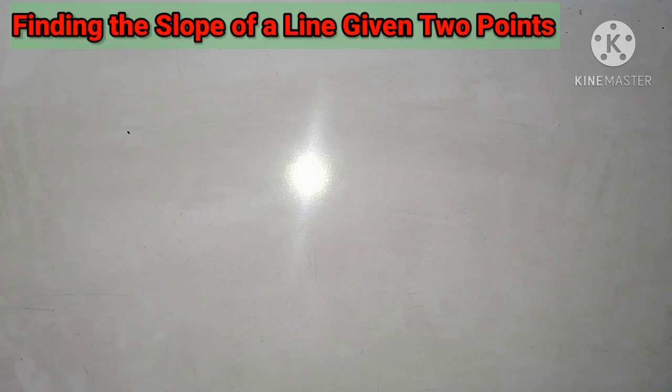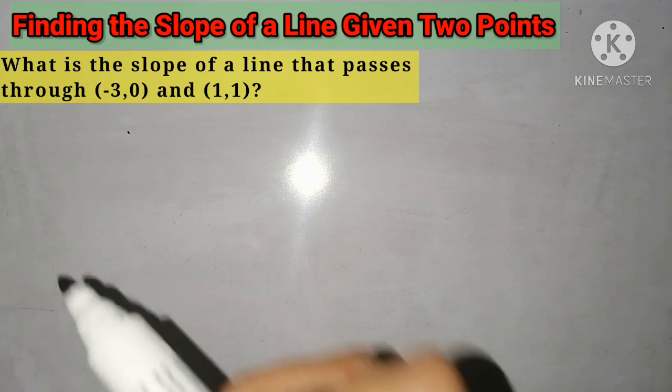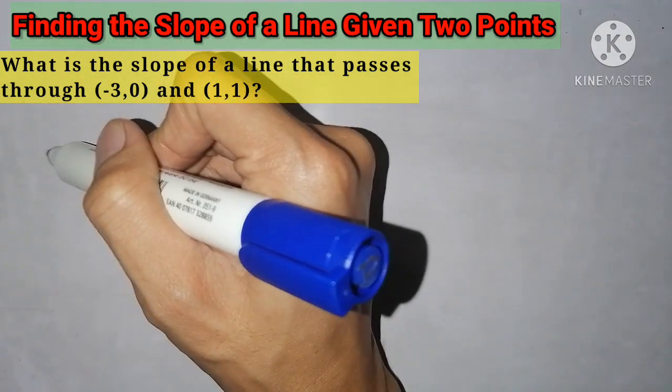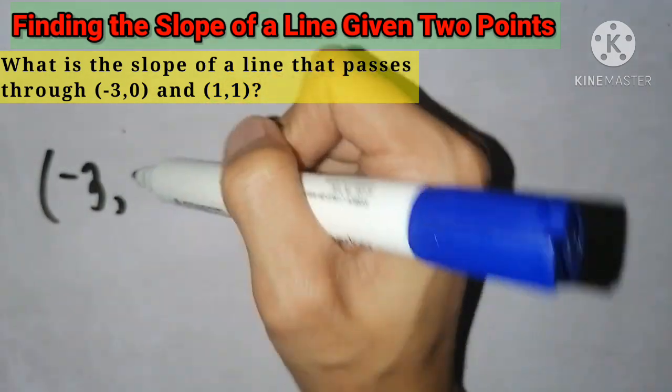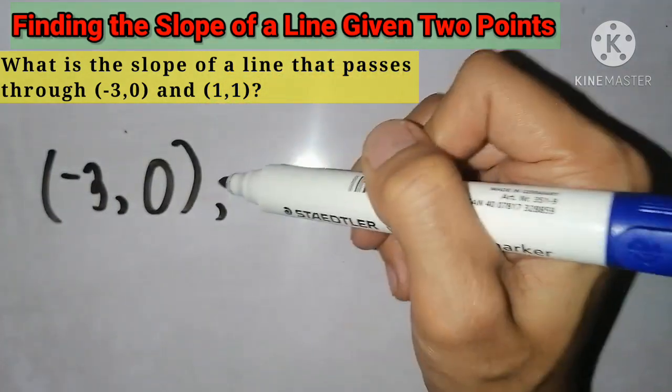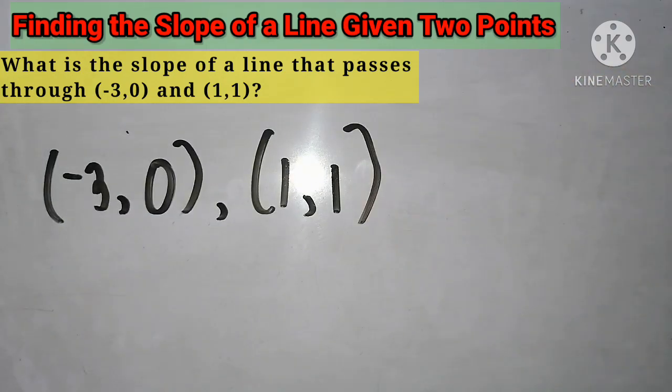Let's proceed to example number 2. What is the slope of a line that passes through (-3, 0) and (1, 1)? So to solve for the slope of a line, we have to write first the given, which is (-3, 0) and (1, 1). Since we have 2 points, all we have to do is to assign these coordinates as x sub 1 and y sub 1, x sub 2 and y sub 2.